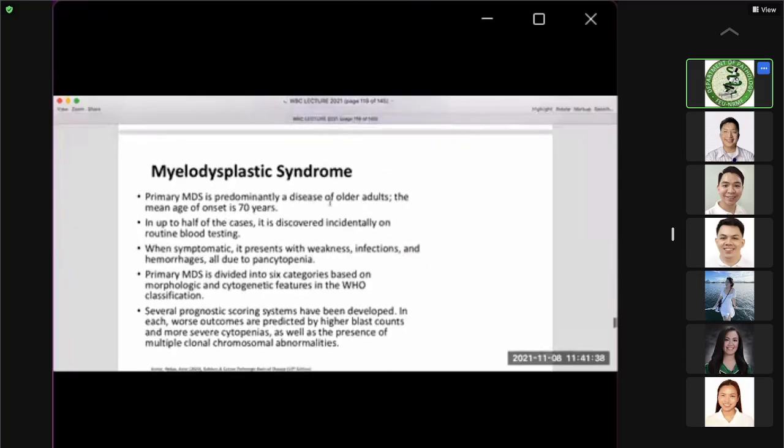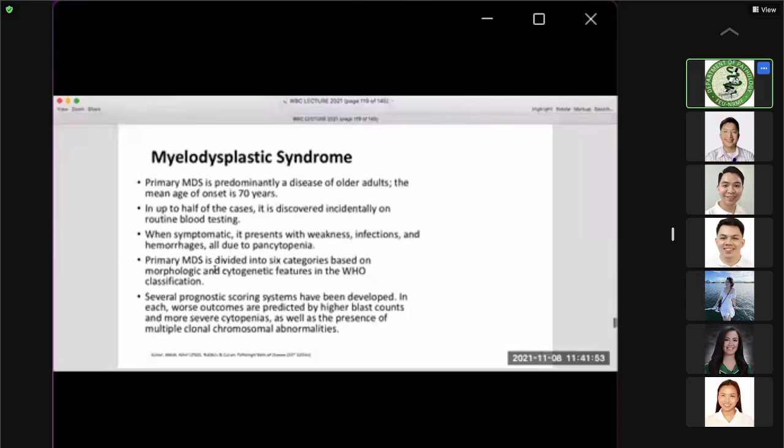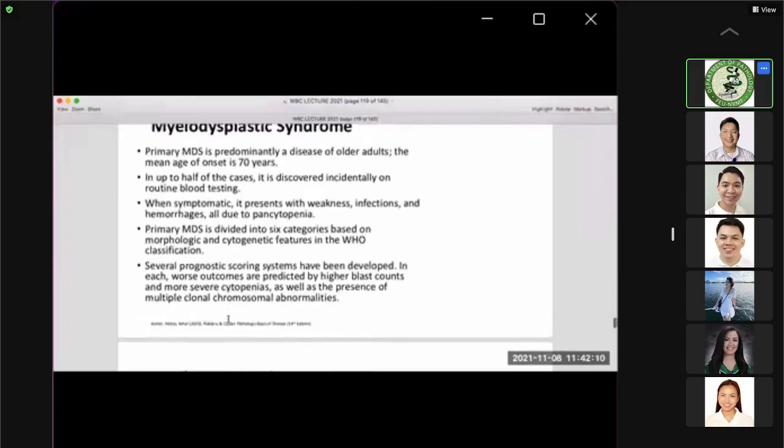So primary MDS is predominantly a disease of older adults, 70 years of age being the mean age of onset. Half of the cases are incidentally uncovered during blood testing. Yung iba symptomatic: non-specific weakness, infection, hemorrhages because of pancytopenia. Merong 6 categories in the WHO classification. Several prognostic scoring systems were developed.